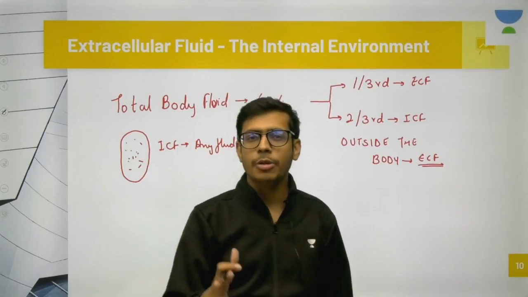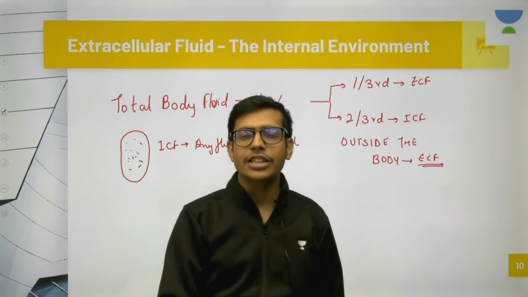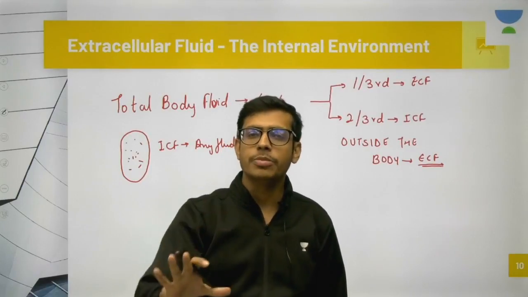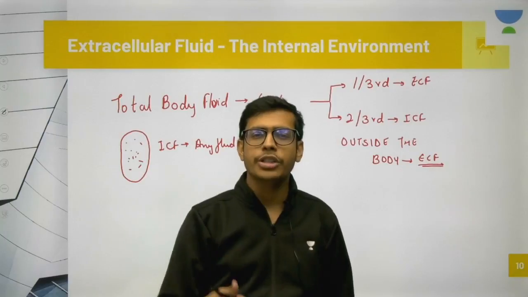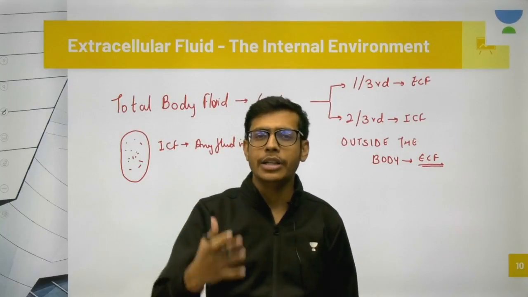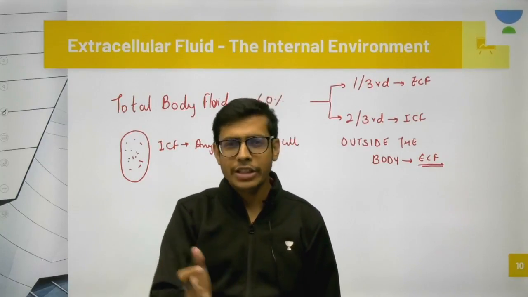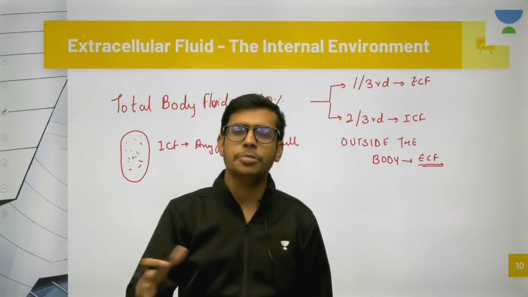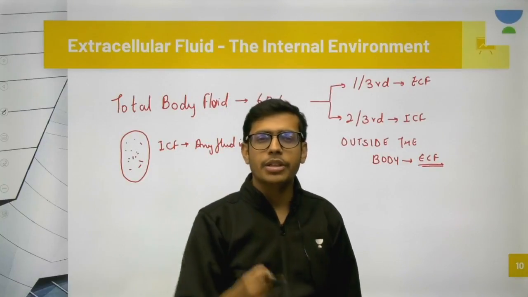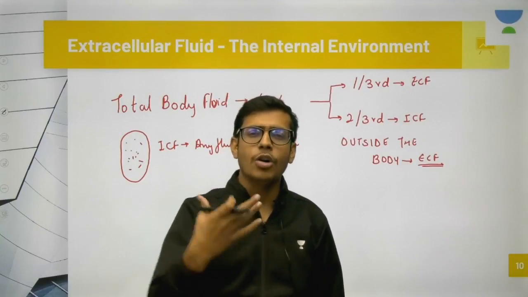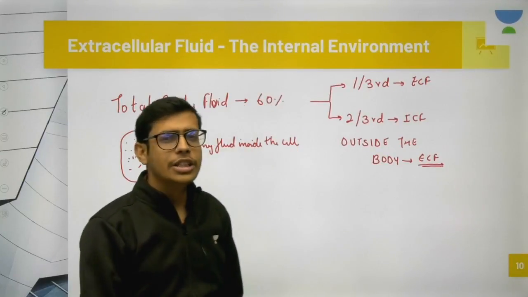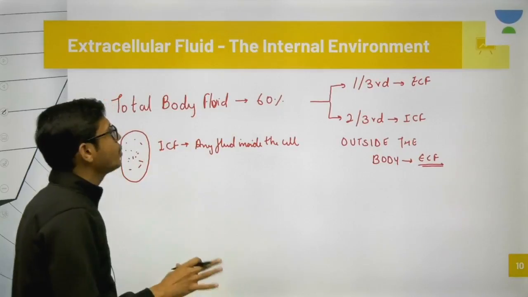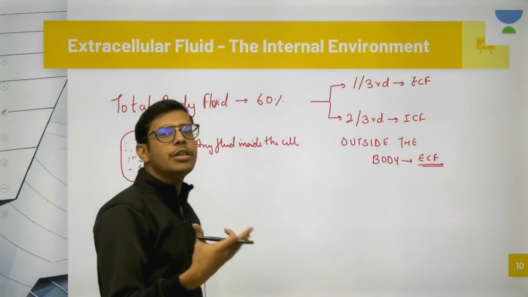The answer is pretty simple, my friend. The answer is ECF. Extracellular fluid is responsible for maintaining homeostasis in our body, be it thermoregulation, be it osmoregulation, be it control of excretory waste. We'll see all these aspects one by one. Be it transferring nutrients, be it transferring oxygen, be it transferring urea, all these functions are done by the ECF. So ECF maintains our internal body environment.